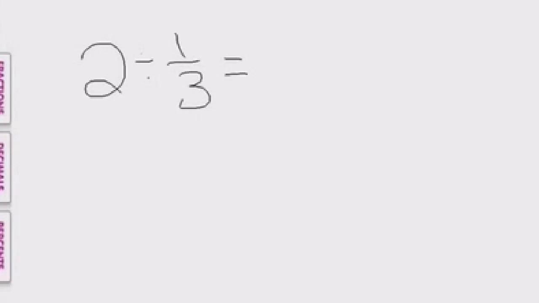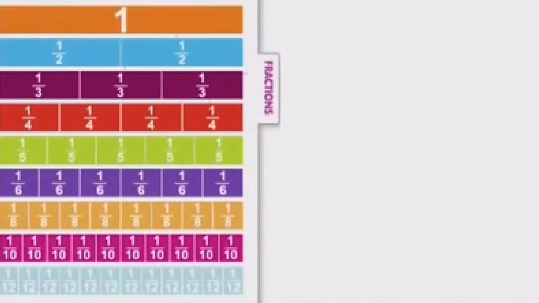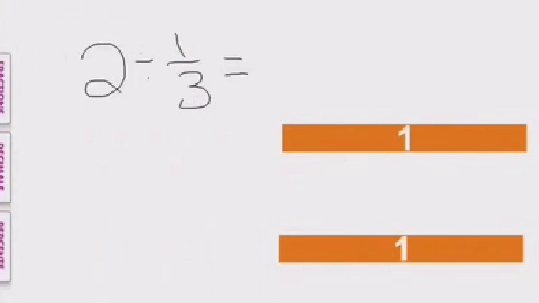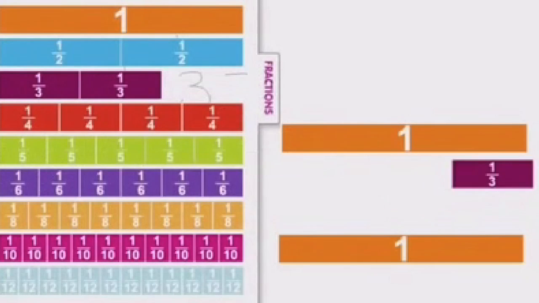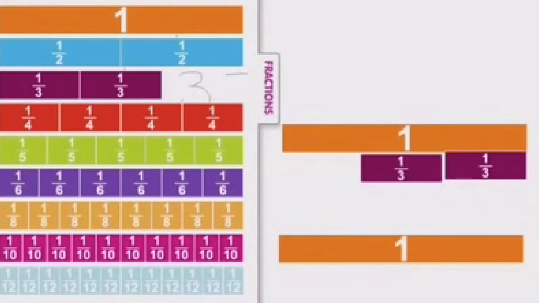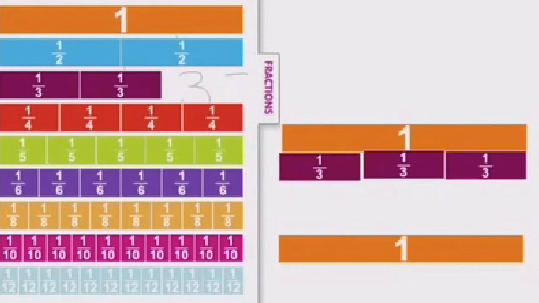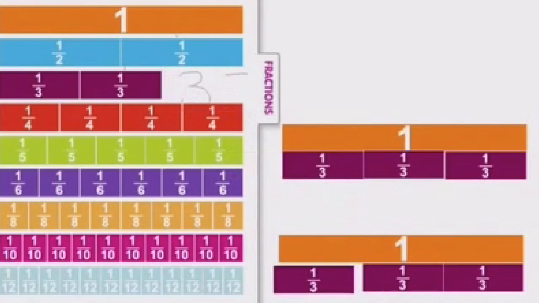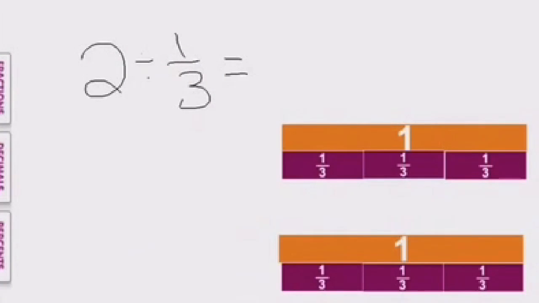Remember, first step is to model your dividend or your first number. So we're going to select the fraction tab and pull out 2 whole number ones to model the 2. Now we're going to be grouping those ones into 1/3 groups. So go ahead and select your 1/3 pieces. And remember, 1/3 means that you need 3 pieces to make a whole. So each whole number 1 should have 3 1/3 pieces.